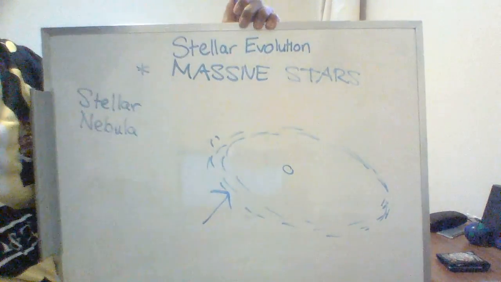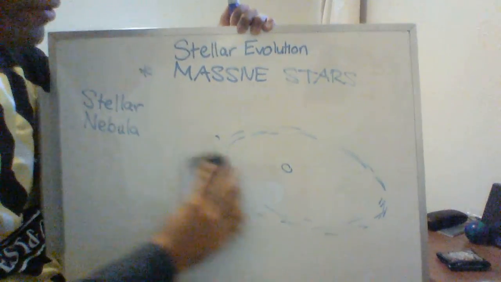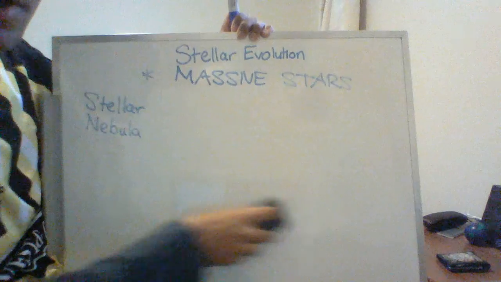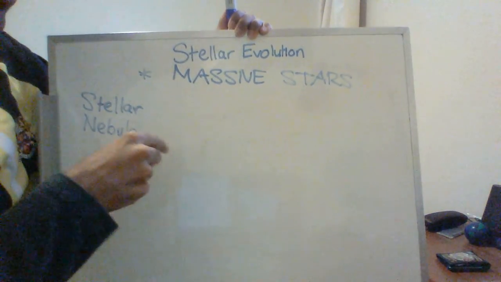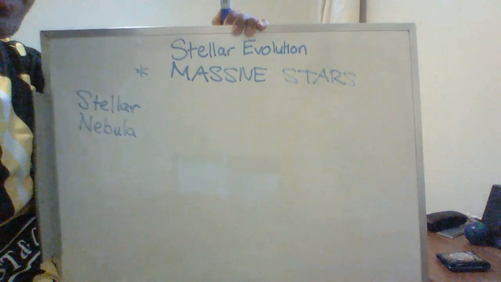Okay, so that's just the last point about low mass stars. You don't really have to worry about that. If you want to, in between red giant and white dwarf, you can just write a little note that the explosion leads to the formation of a planetary nebula.